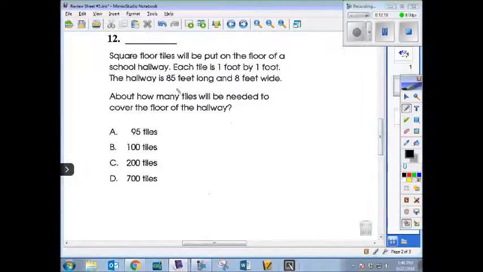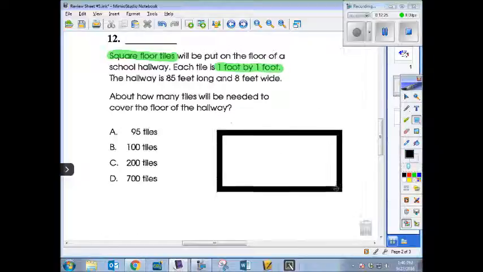This one, square floor tiles. Now I'm going to go ahead and highlight the words square floor tiles. They will be put on the floor of a school hallway. Each tile is 1 foot by 1 foot. Very important there. Basically what you have here is a hallway, and this hallway is 85 feet by 8 feet. You need to know how many of these 1 by 1 tiles you're going to need to be able to cover this entire hallway.